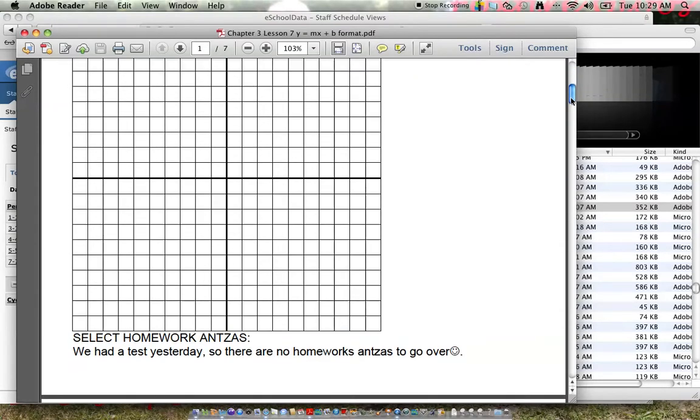Negative 2, 3, and 1, 7. So I go over to my graph here and I go negative 2, 3, 1, 3, 4, 5, 6, 7. And I'm going to count how do I get from here to there. So I'm going to go up 1, 2, 3, 4 over 3. So it has to be 4 over 3. Now, that way always works.